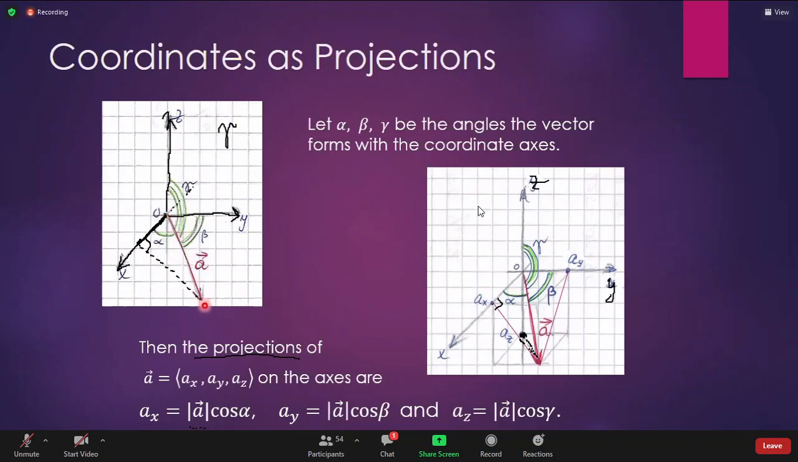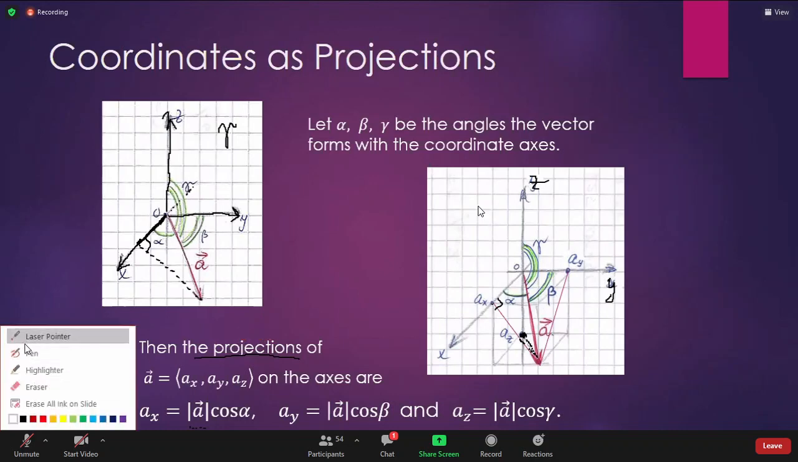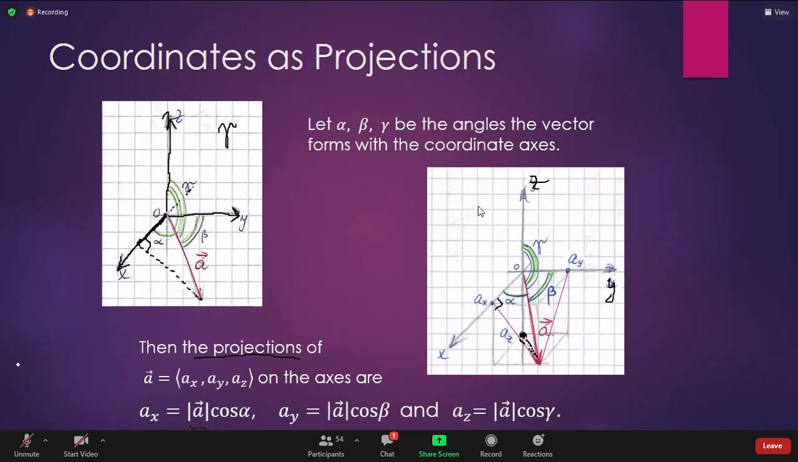So we have the vector A, and these 3 angles are the 3 numbers that hold this vector in the correct direction. So these 3 angles, alpha, beta, gamma, or rather the cosines of these 3 angles, are the 3 numbers that help us understand the correct direction of the vector.